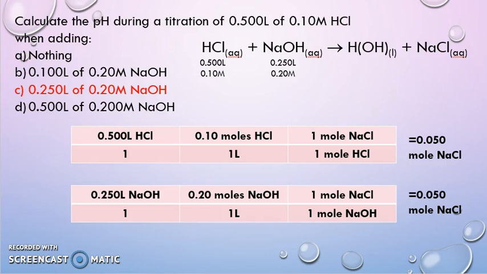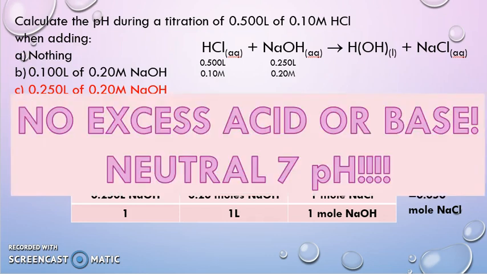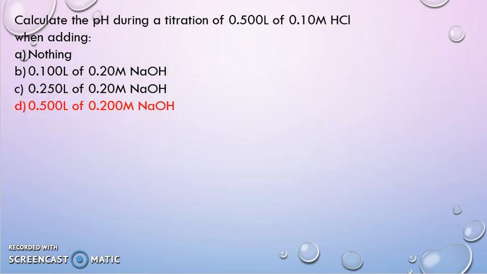No, I don't, which means I also don't have any excess reactant either. My HCl and my NaOH have completely annihilated each other. There's nothing left. All I have left now is water and salt. They're neutral. So if there's no excess acid or excess base, you have a neutral pH of 7. You don't have to go any further with this calculation. Last stopping off point, point D.